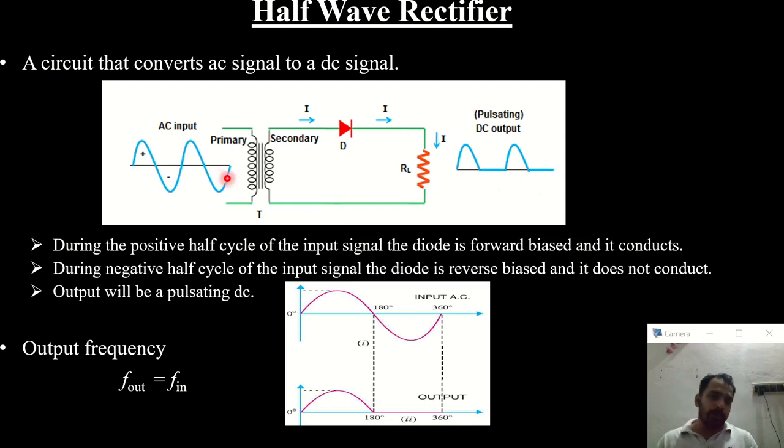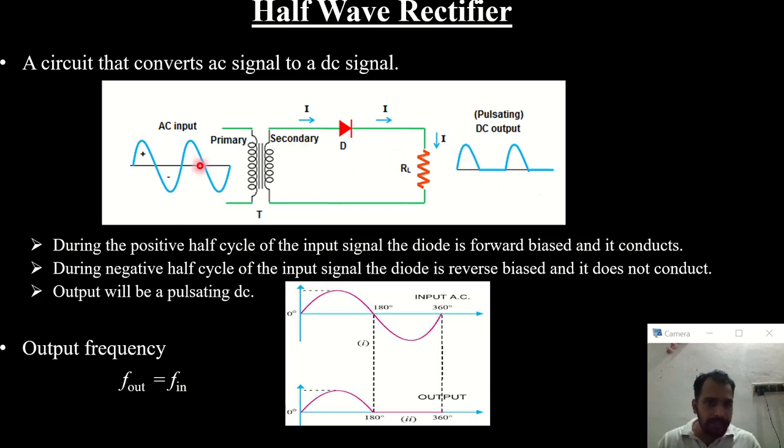Now what happens when the power is switched on, or when AC is applied to the primary of the circuit? The transformer will step down the voltage, and the stepped-down AC signal will start to flow through the diode. During the positive half cycle, that means this end is positive and this end is negative, this diode becomes forward biased because the positive end of the signal and the P side of the diode are connected together. So the diode becomes forward biased, and if it is ideal, it will pass the entire positive half cycle of the input signal, and we will have an output like this.